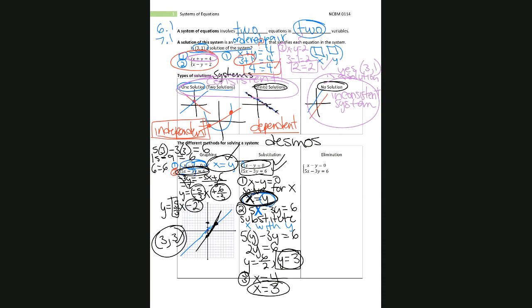Okay, now let's do this elimination one. So the thing with elimination is that you try to cancel one variable with the purpose of just getting one equation with one variable. So let's see. If we had something like x plus y and then x minus y, kind of like the one that we had at the beginning. Let me see it. 4 and 2. Okay.